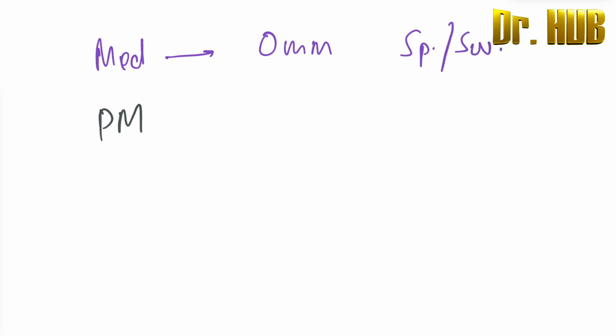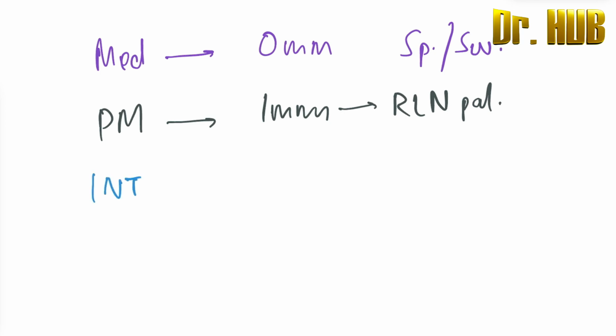Next is the paramedian. Paramedian, the distance will be 1 mm and this will be seen in the recurrent laryngeal nerve palsy. Next will be the intermediate or the cadaveric. So here the mm will be 3 mm and this will include the complete paralysis.